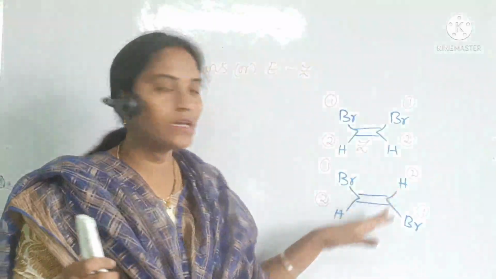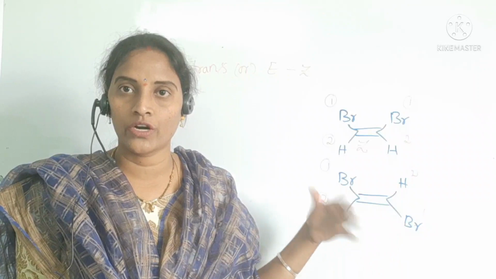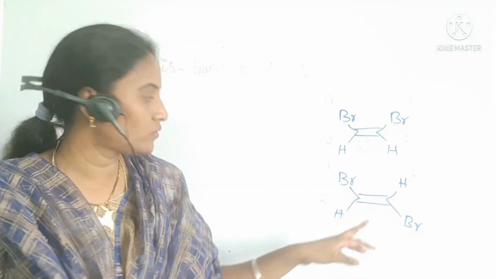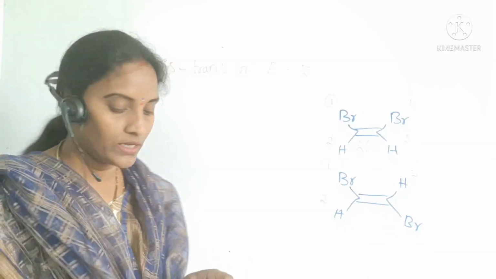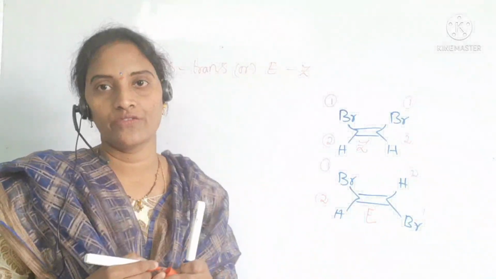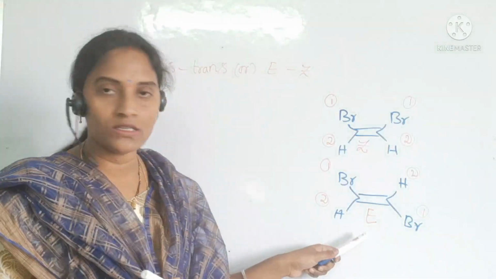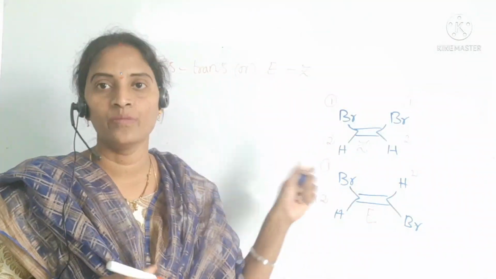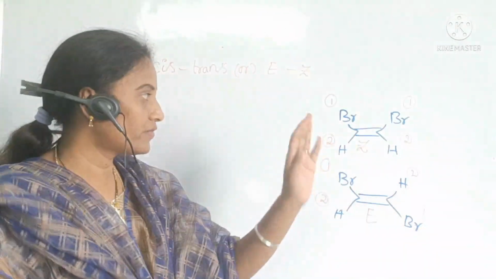Here the similarly numbered groups are present across from each other, opposite to this double bond, so here it is the E configuration. That means this molecule or this isomer has the E configuration, and that isomer has the Z configuration.